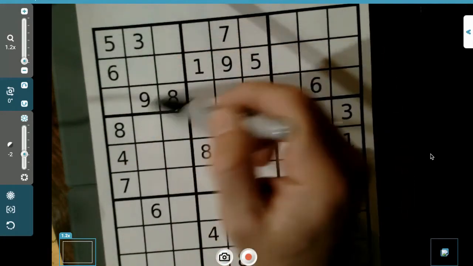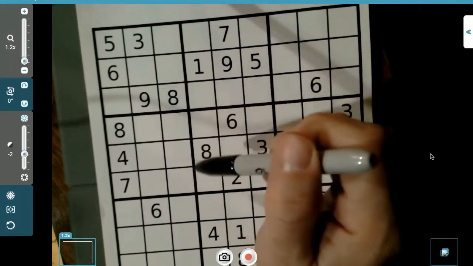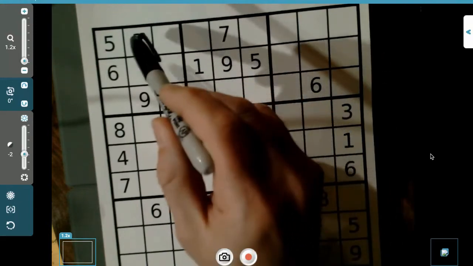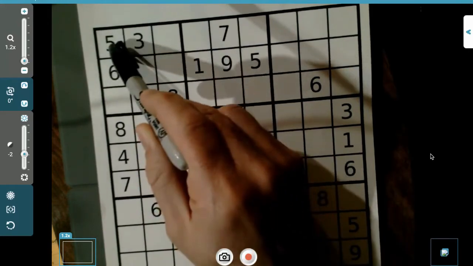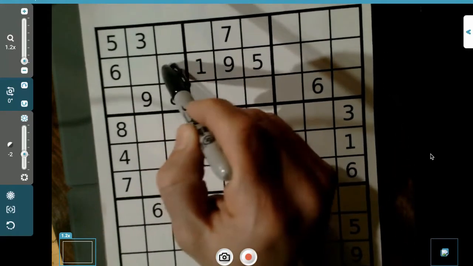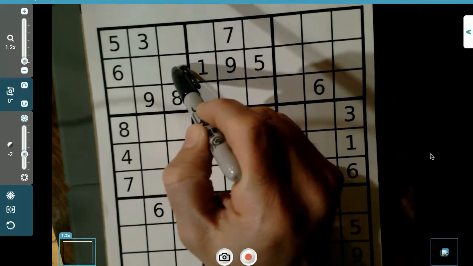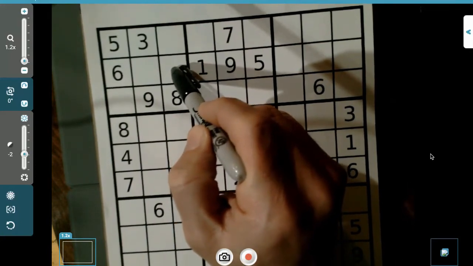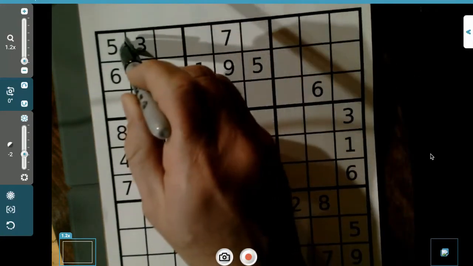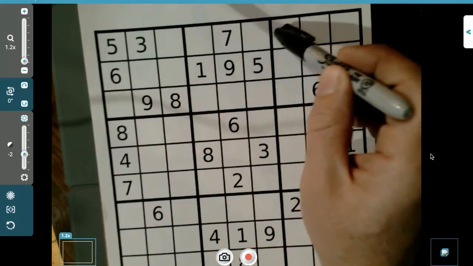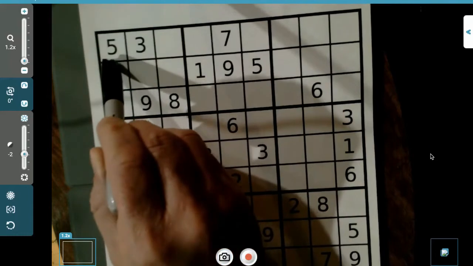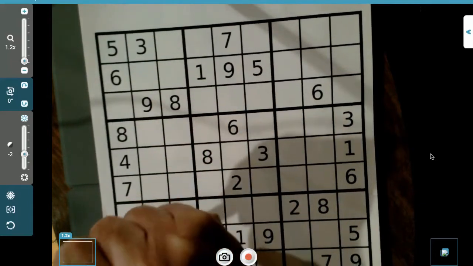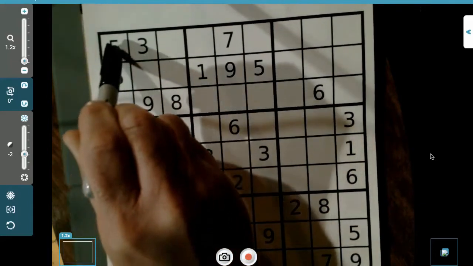In each of these boxes, you have to place the numbers 1 through 9. So for example, this big box already has a 5 in it, so none of these can be a 5. In addition, you cannot have the same number in rows. So this 5 cannot be in any of the boxes in this row, nor can it be in any of the boxes in the column underneath it as well. So 5s can't be there either.